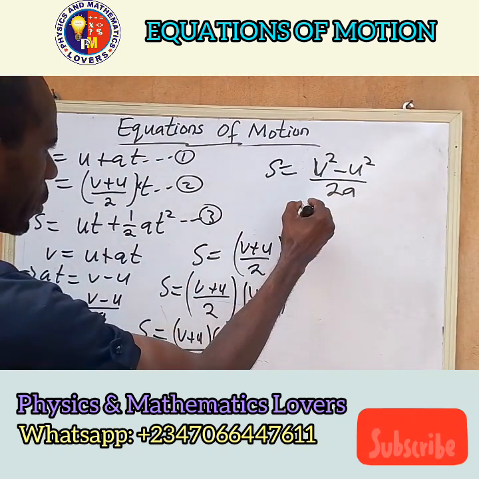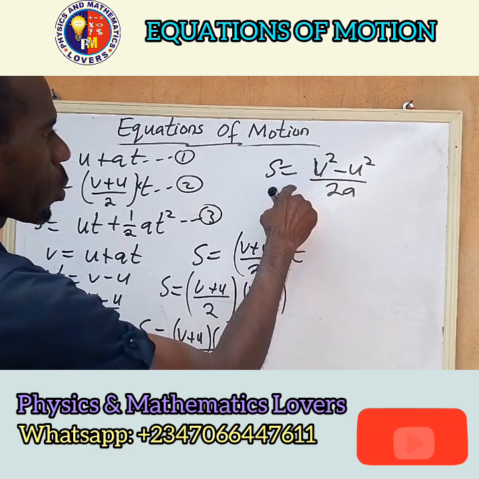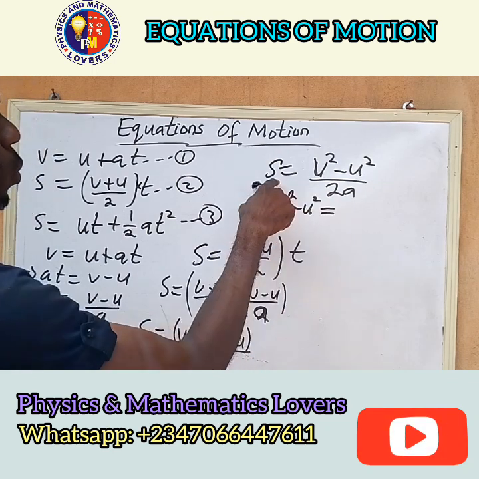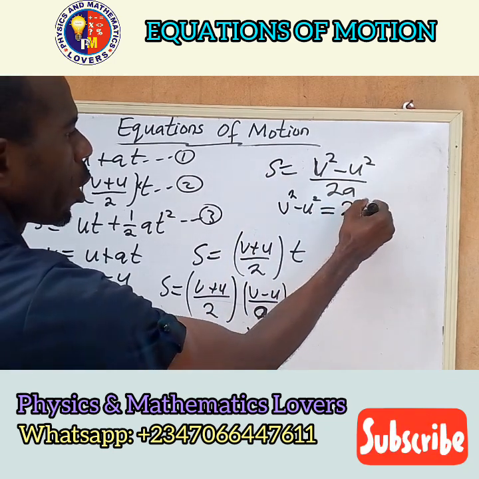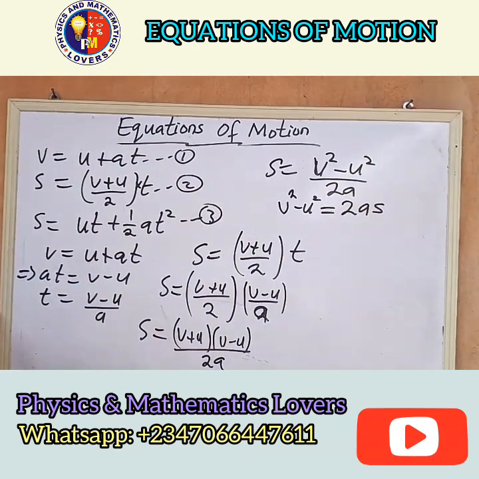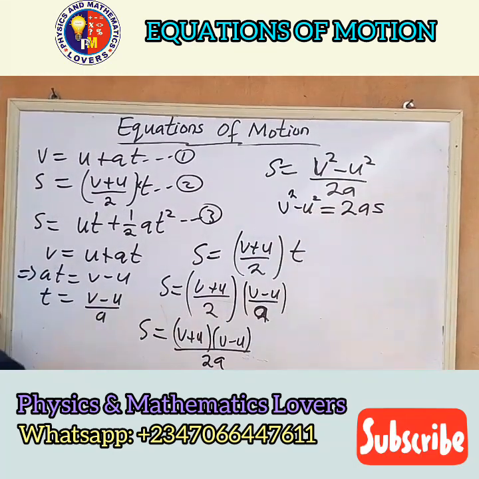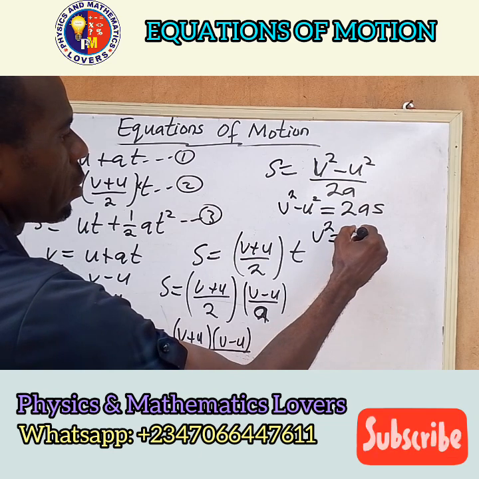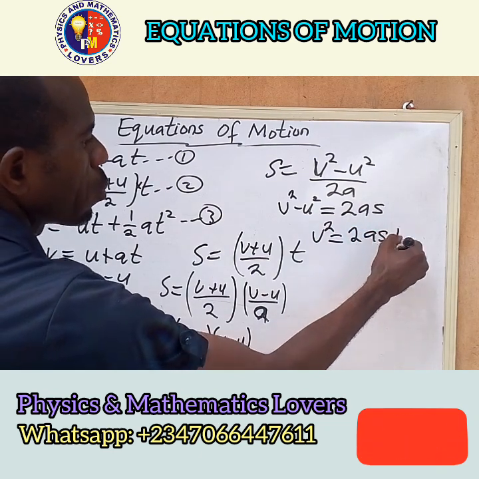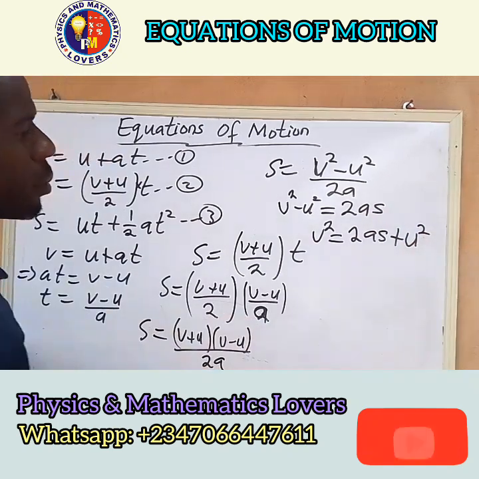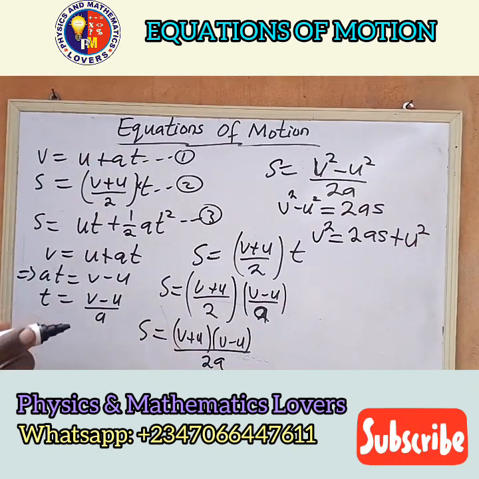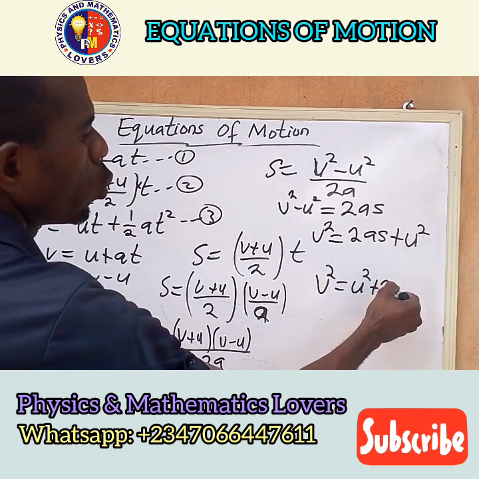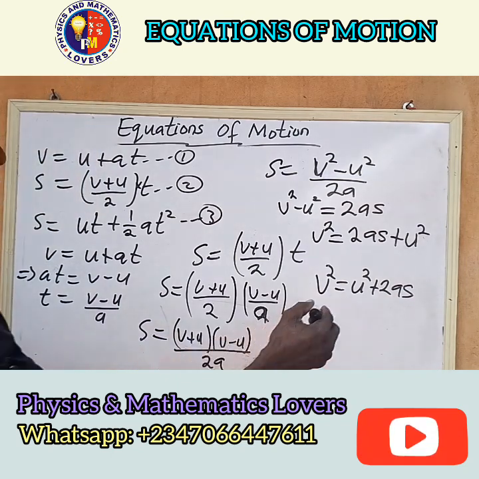So now we cross multiply, and I will have v squared minus u squared equal to 2 multiplied by s, which becomes 2as. Alright, then you can make v the subject so you have a formula. Here we have v squared equal to 2as plus u squared. So you can write it in standard form, which is v squared equal to u squared plus 2as. This is our last equation.